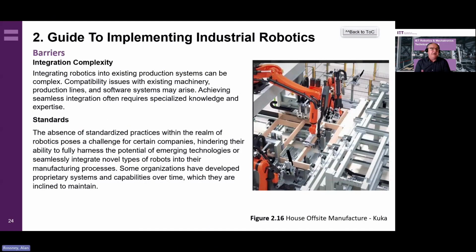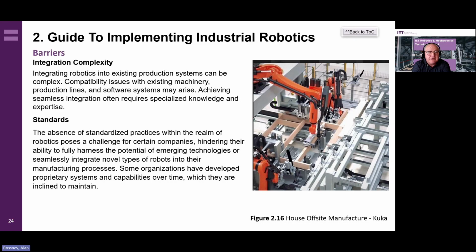So, final last word on barriers: integration complexity. Integrating robotics into existing production systems can be complex. Compatibility issues with existing machines, production lines, and software systems may arise. Achieving a seamless integration often requires specialized knowledge and expertise. The absence of standard practices sometimes poses a challenge for certain companies, hindering their ability to fully harness the potential of emerging technologies or seamlessly integrate novel types of robots into their manufacturing processes.